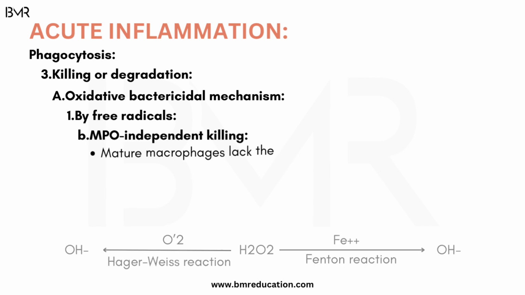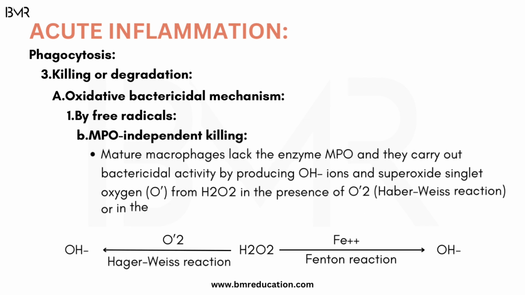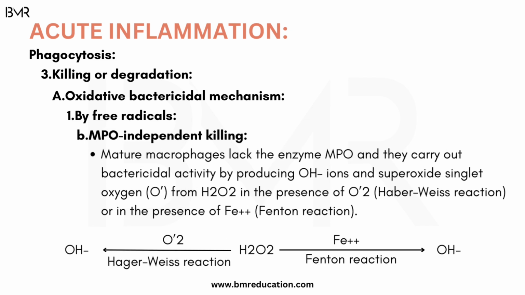In MPO-independent killing, some mature macrophages lack the enzyme MPO and carry out bactericidal activity by producing OH ions and singlet oxygen from hydrogen peroxide in the presence of superoxide ion, which is called the Haber-Weiss reaction, or in the presence of Fe2+, which is called the Fenton reaction.